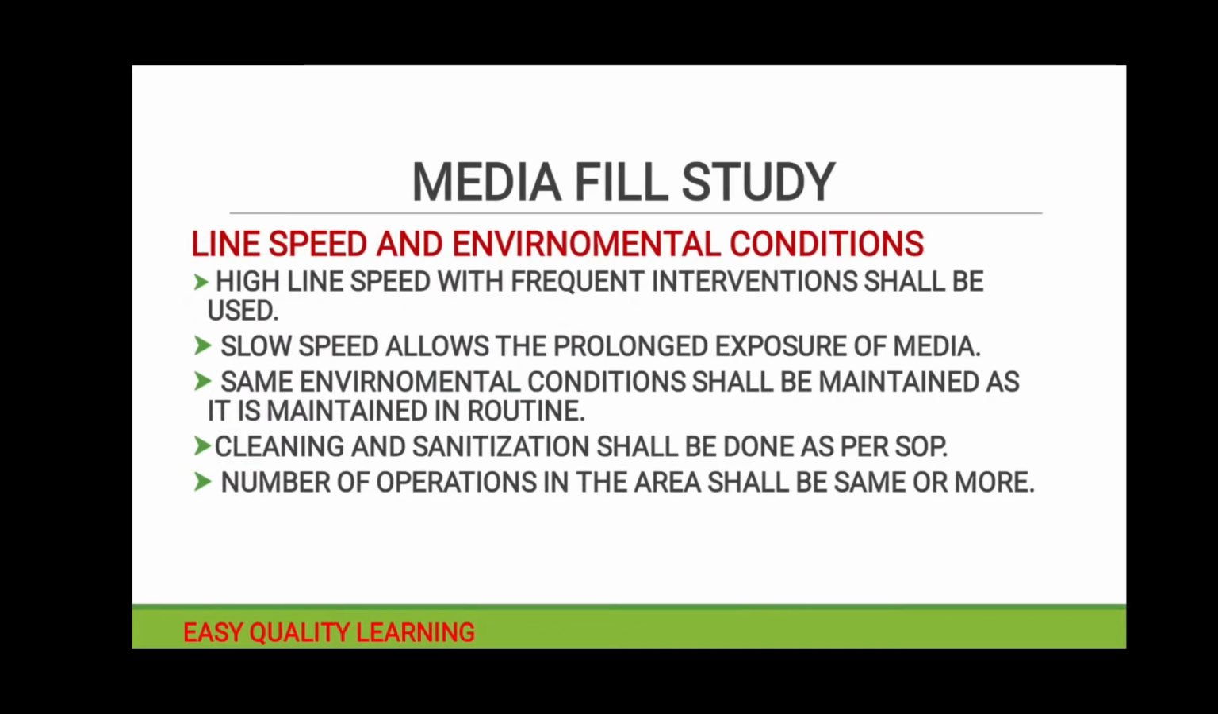Then line speed and environmental conditions. High line speed with frequent intervention shall be used. Slow speed allows prolonged exposure of the media. So in both conditions, some advantages and disadvantages are there, so we can use a combination of both. Sometimes some part of the media fill can be run at high speed and some part of the units can be filled at low speed, so that we are able to cover the speed range of our production line.